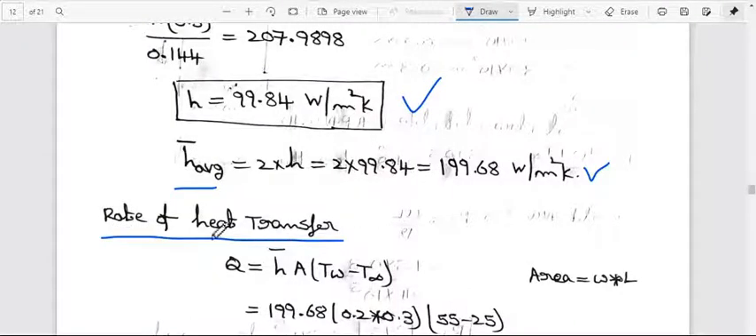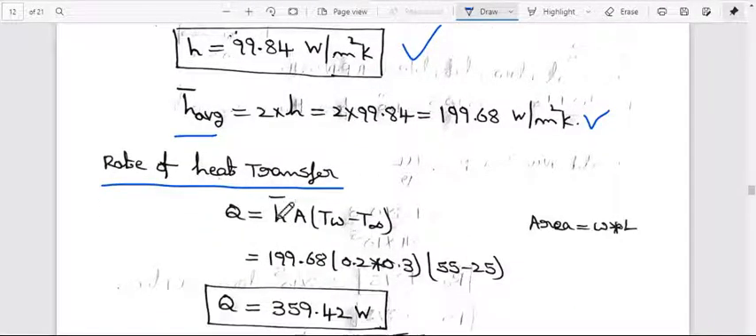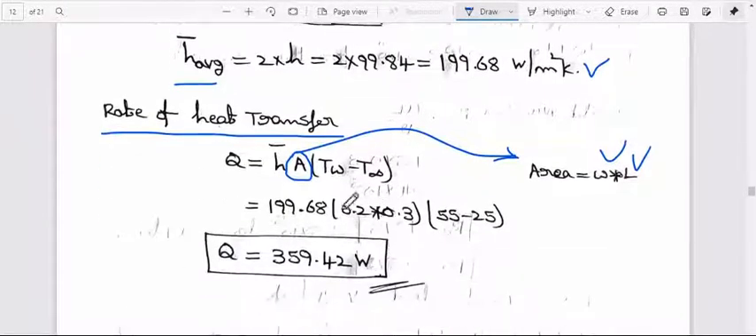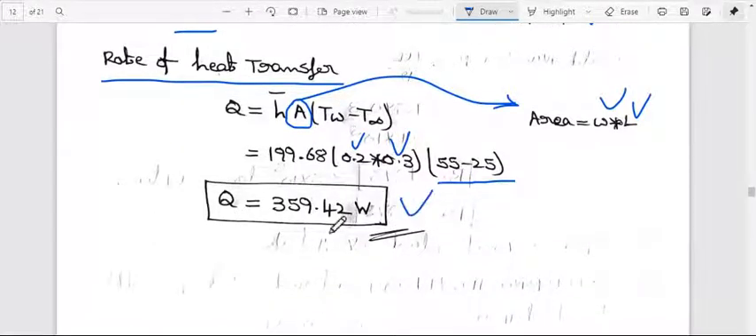So determine the rate of heat transfer. Here Q equal to 2A into (Tw minus T infinity). So what is the area? Area is equal to W into L, width into length. So here h value is 199.68, and W value and length value are given. Here Tw equal to 55 and T infinity is equal to 25. This is Q equal to 359.42 watts.